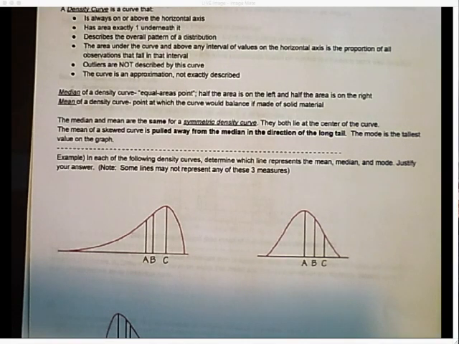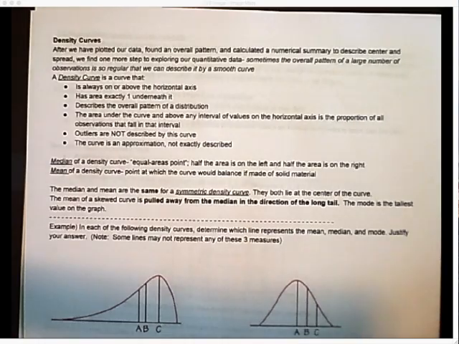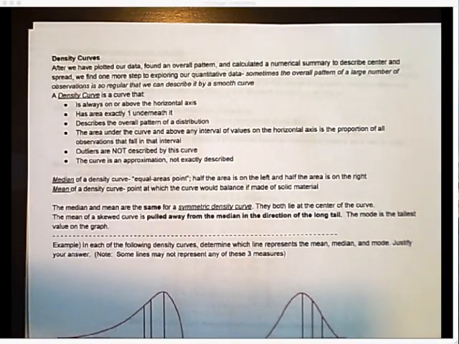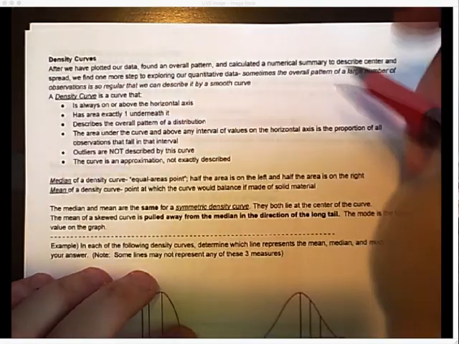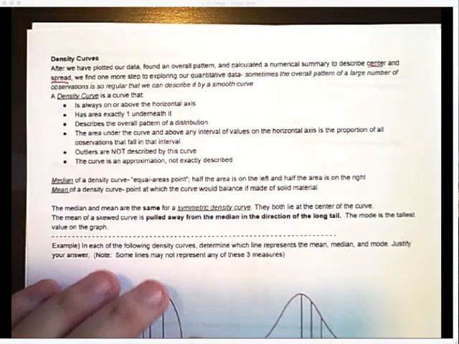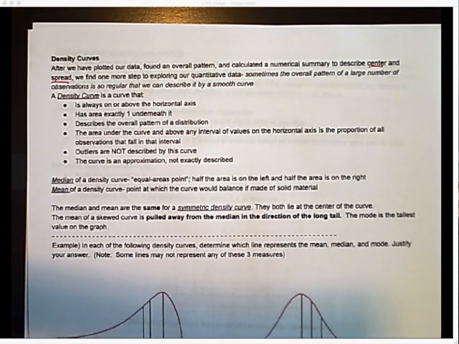All right, so the last topic in this first section is about density curves. It says, after we have plotted our data, found an overall pattern, and calculated a numerical summary to describe the center, being mean or median, and spread, usually being standard deviation or IQR, we find one more step to exploring our quantitative data. Sometimes the overall pattern of a large number of observations is so regular that we can describe it by a smooth curve.